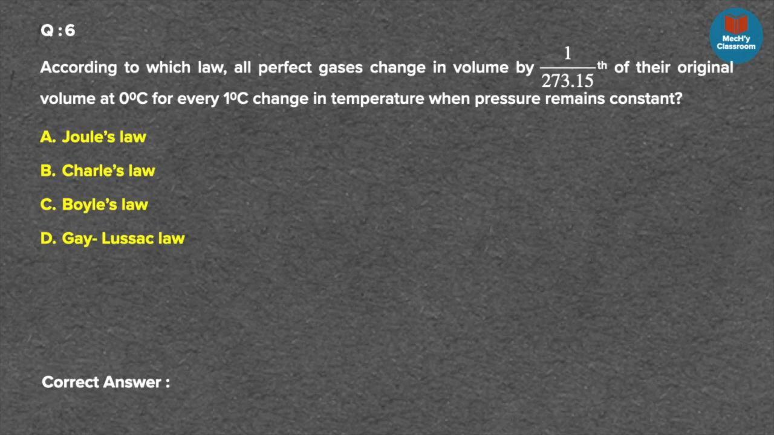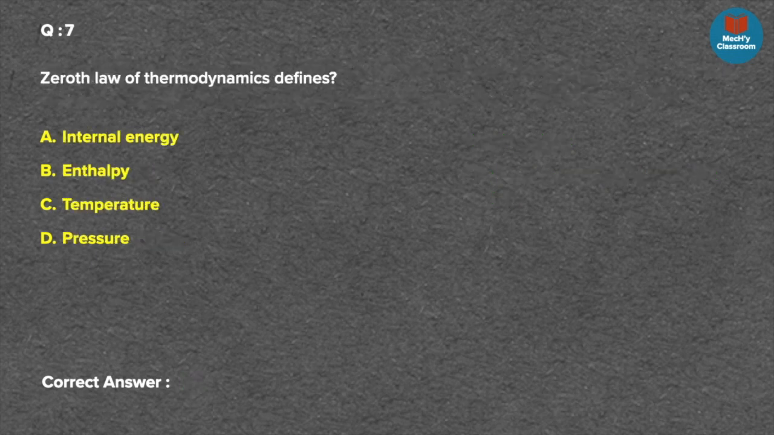According to which law do all perfect gases change in volume by 1 by 273.15 of their original volume at 0 degrees Celsius for every 1 degree Celsius change in temperature when pressure remains constant? Here it is given pressure remains constant, which is the definition of Charles' law. This statement is another definition of Charles' law. So option B is correct. Moving to the next question.